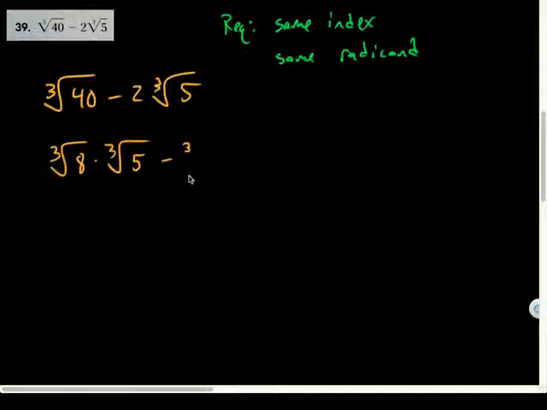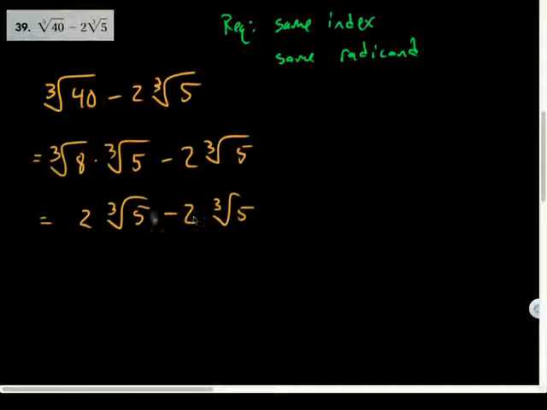5. That's a wonderful thing right there. And then minus 2 cube roots of 5. Cube root of 8 is 2. So I've got 2 cube roots of 5 minus 2 cube roots of 5. Now I deal with these just like combining like terms, where I'm merely going to add or subtract their quote-unquote coefficients, and the cube root of 5 thing is going to remain unchanged.